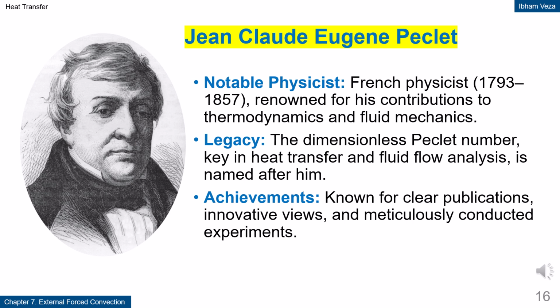Jean-Claude Eugene Peclet. This slide introduces Jean-Claude Eugene Peclet and his contributions to heat transfer and fluid mechanics. His name is immortalized in the Peclet number, a dimensionless number that compares advection and heat diffusion effects. This number is very important in convection analysis because it indicates the dominant heat transfer mechanism. His works are known to be systematic and based on careful experiments. This recognition shows the importance of history in the development of engineering science.